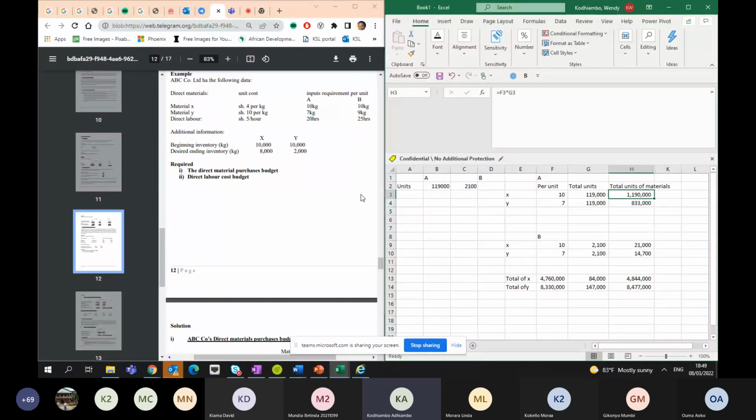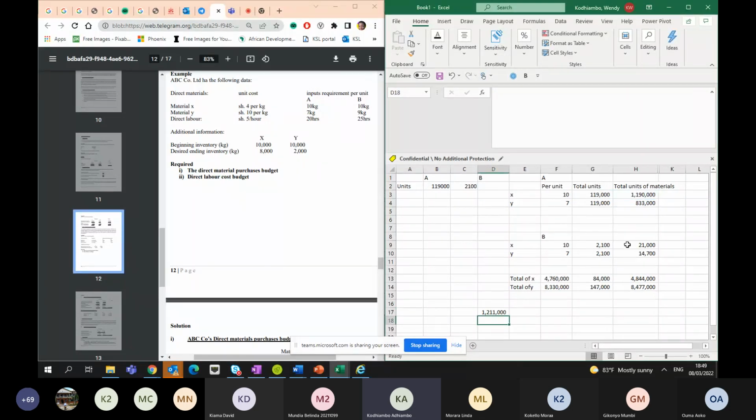So the desired unit is 1.19 for A, and for B it's 21. I've added the two and ended up with that. That becomes our X. Our Y becomes how many units do we need based on the number? We need 833 for A, and for B we need 14.7. So we have 847. So this is what we require.